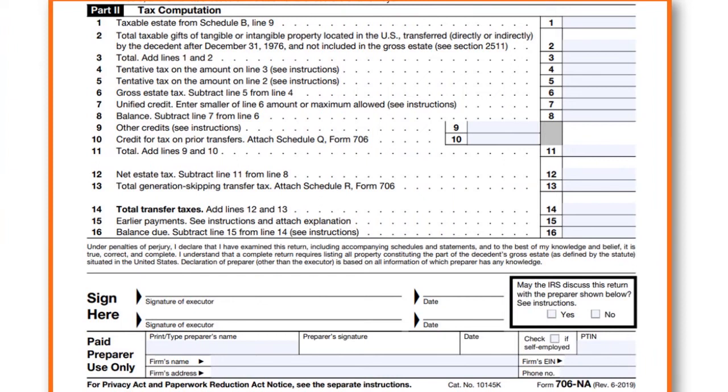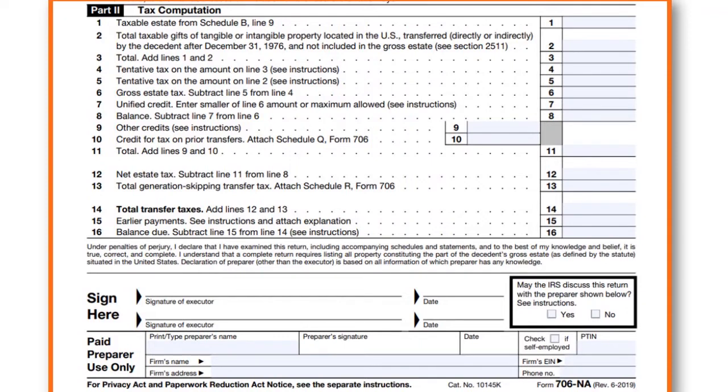And I want to show you right now on the screen here, Part Two. In Part Two, we are speaking about the tax computation. The computation is pretty straightforward, from line 1 all the way through line 16. You start with the taxable estate from Schedule B, line 9, and you go all the way through to the balance due in terms of taxes.